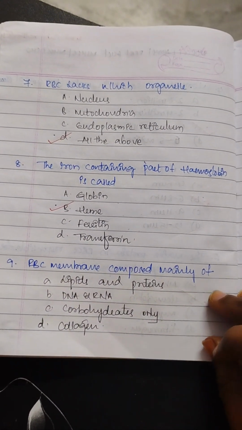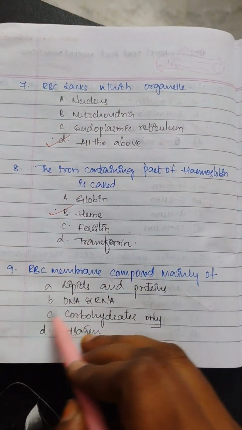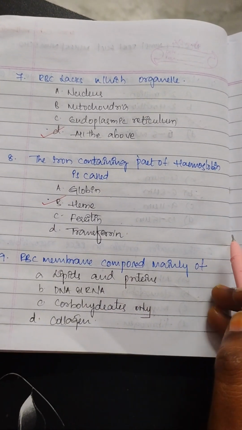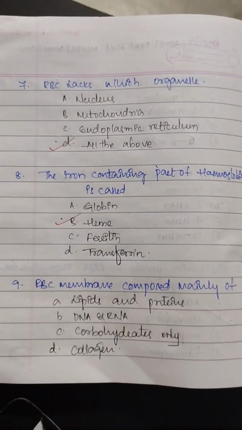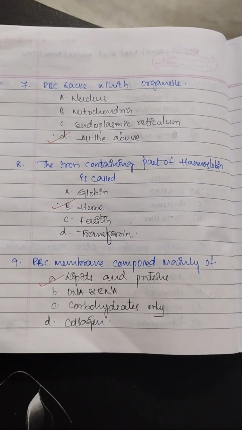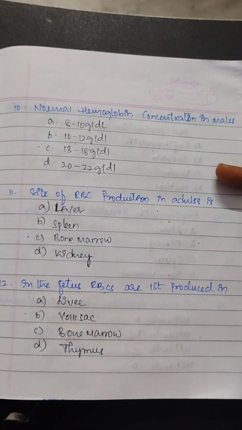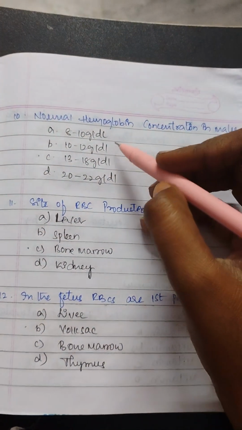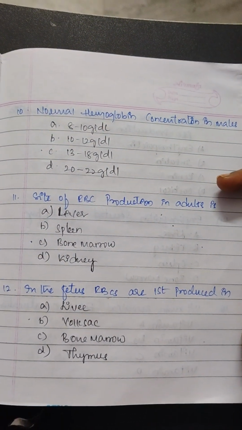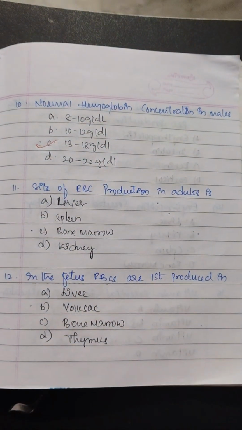Then RBC membrane composed mainly of lipids and protein, DNA and RNA, carbohydrates, only collagen. And the answer is lipids and proteins. RBC membrane is composed of lipids and proteins. Next question. Normal hemoglobin concentration in males. 8 to 10 grams per deciliter, 10 to 12 grams per deciliter, 13 to 18 grams per deciliter, 20 to 22 grams per deciliter. The answer is 13 to 18 grams per deciliter.